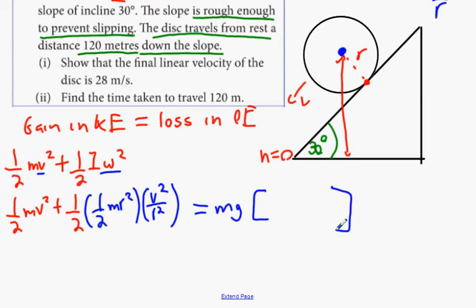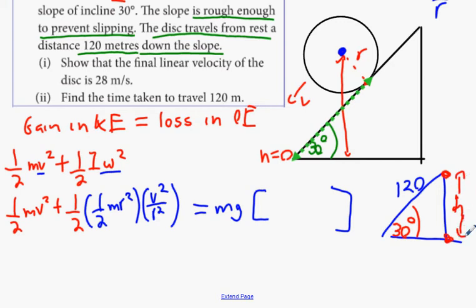Now to calculate the drop in height, how far do we actually roll down here? We go 120, so you're talking about 120 in this direction. Your potential energy is your vertical drop. Can anybody tell me how to calculate the vertical drop? 120 sine 30. In your solutions you'll see mg 120 sine 30. What is 120 sine 30? It's just 60, a drop of 60.